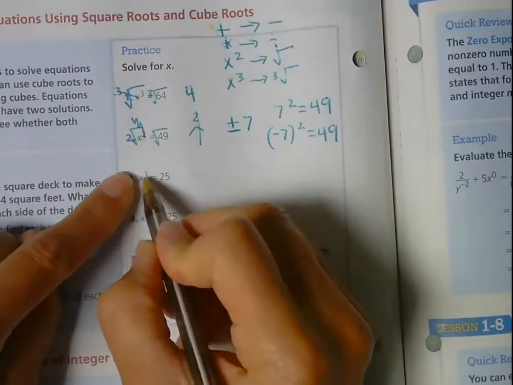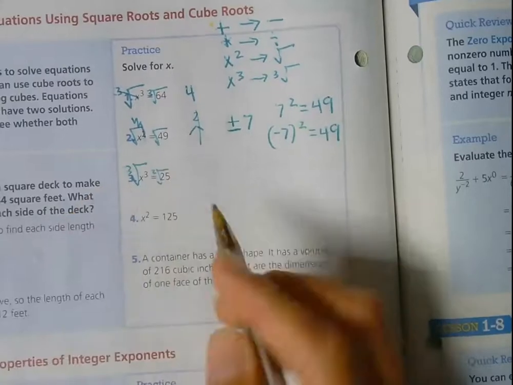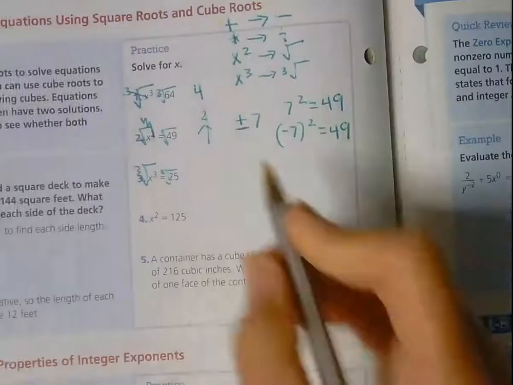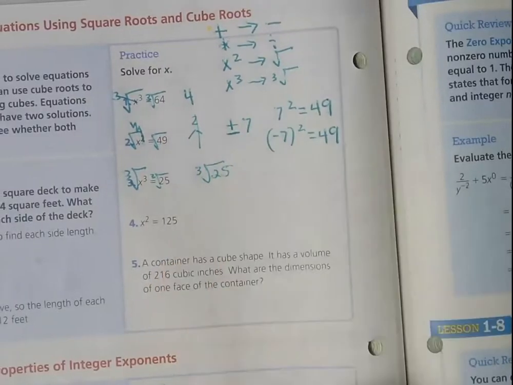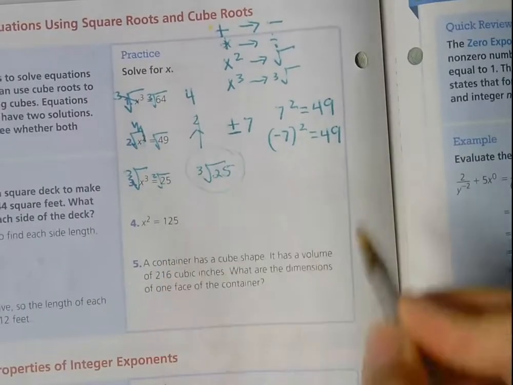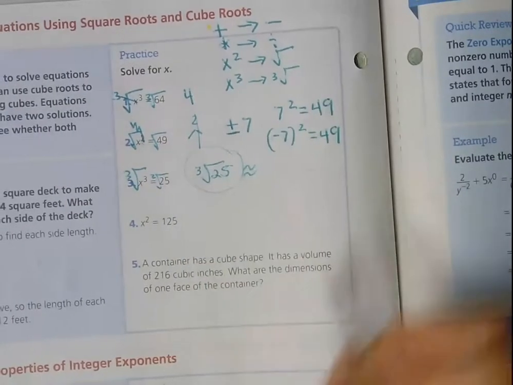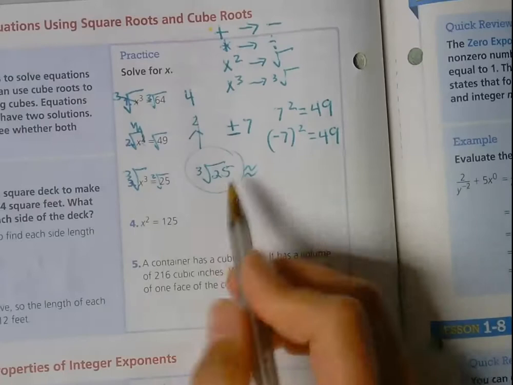Okay, this one, we're doing the cube root to both sides again. 25 is not a perfect cube, so we actually get to leave our answer as just the cube root of 25, and we're done. If it says to give an approximation, then you would use a calculator and round to the nearest tenth. So please make sure that you pay attention to the directions.